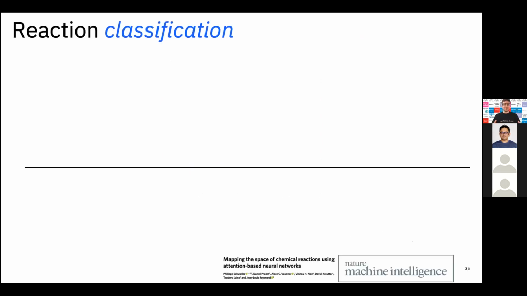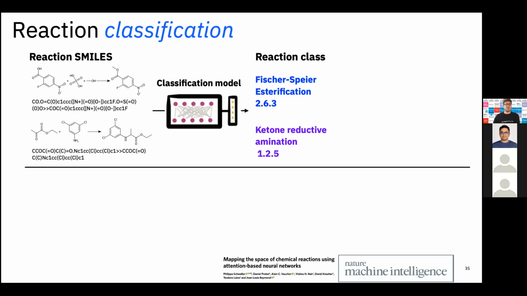Then as a downstream task, we can, for example, tackle reaction classification, where we want to go from a reaction representation and predict the most likely reaction class, the main reaction. And on data from NextMove Software, we could show that our models were 98% accurate or more on unseen reactions.